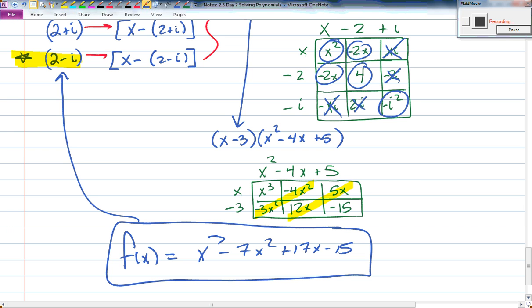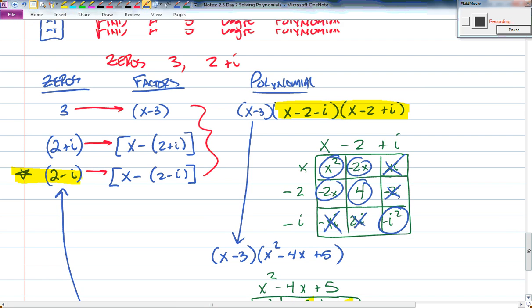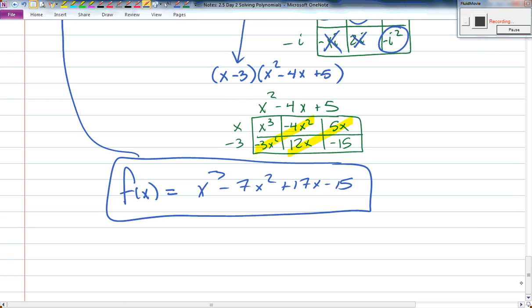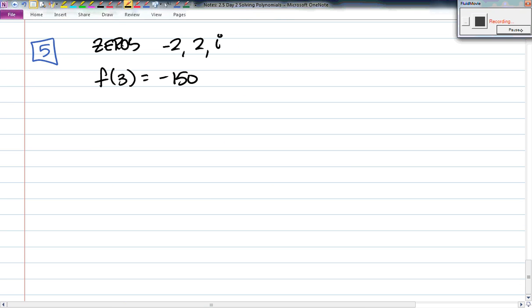Okay, so if I were to graph this function, where would it cross the x-axis, you guys? 3. Very good, because you wouldn't see these, because these are complex numbers, right? They wouldn't be on the real number line. So you'd only see one solution for that one, right?